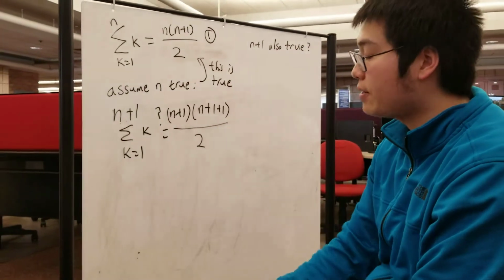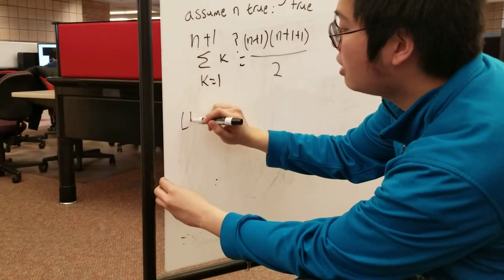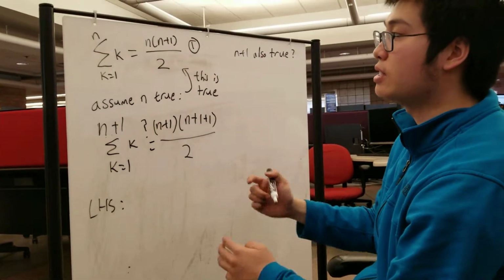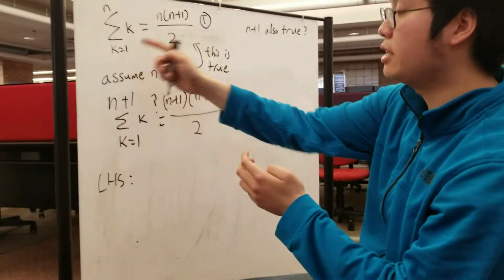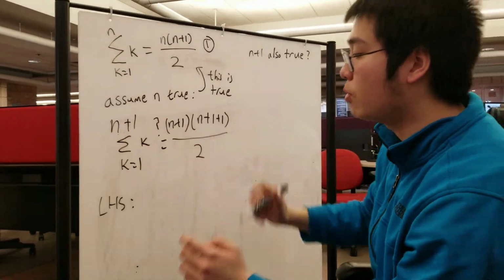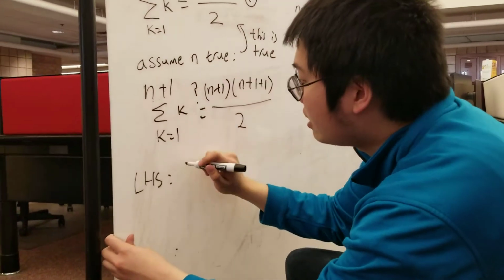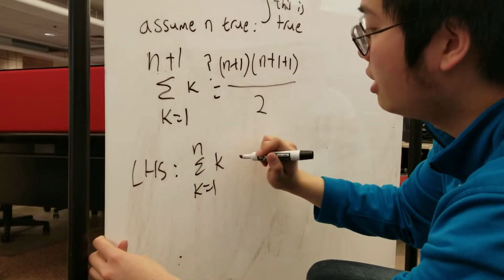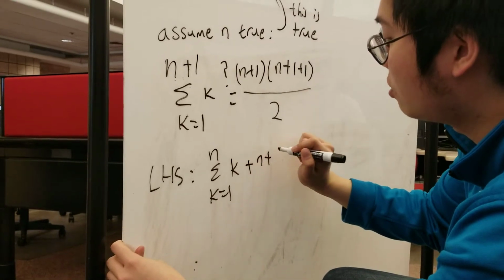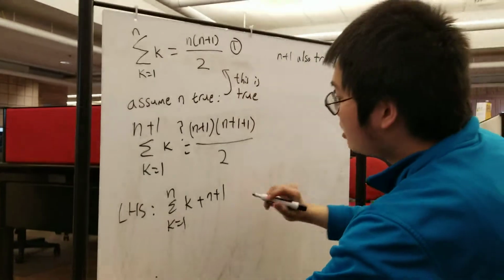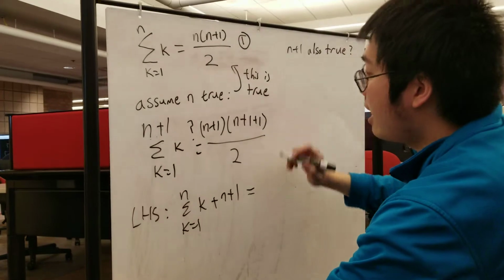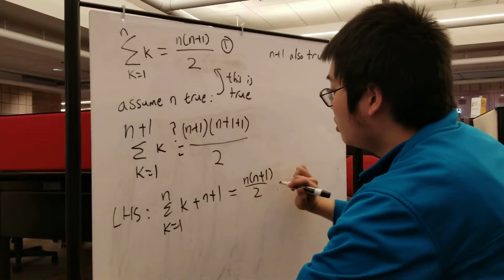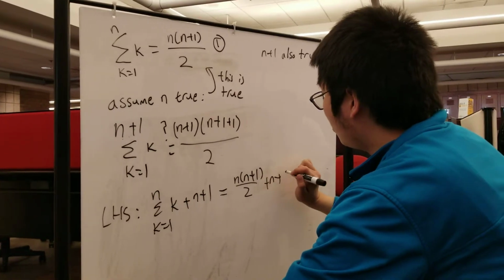Now we can start with the left-hand side. Because it is a sum, you can break it up into the sum of the first n numbers, plus the last, n plus 1 number. So we can write that as the sum of n plus n plus 1. Since we can use this, we can rewrite the equation as n times n plus 1 divided by 2, plus n plus 1.